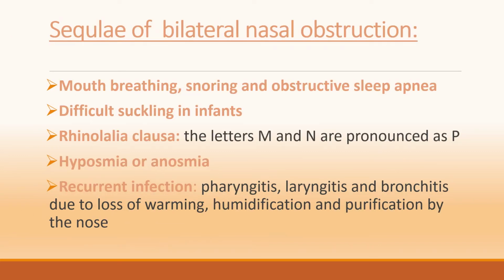What are the sequelae of bilateral nasal obstruction? It will lead to mouth breathing, snoring, and maybe obstructive sleep apnea. Difficult suckling in infants. And a condition called rhinolalia clausa, where the letters M and N are pronounced as P. Hyposmia or anosmia. Recurrent infections like pharyngitis, laryngitis, and bronchitis, due to loss of warming, humidification, and purification by the nose.